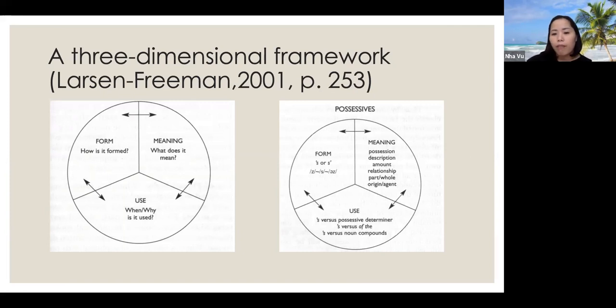For example, here the form is the possessive. And we look at the form in writing, and we also look at the form in sound. And the meaning here: possession, description, amount, or the relationship, part or whole, right? And we have to explain, when we put that kind of form in, what does it mean? Like a mother's hat. So mother is different, but mother's means possessive in there. And what does it mean? We have to explain that to the student. And also we look into the use, how we can put that in the actual use of language.